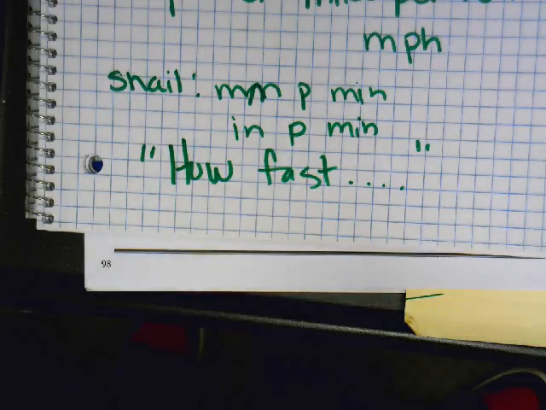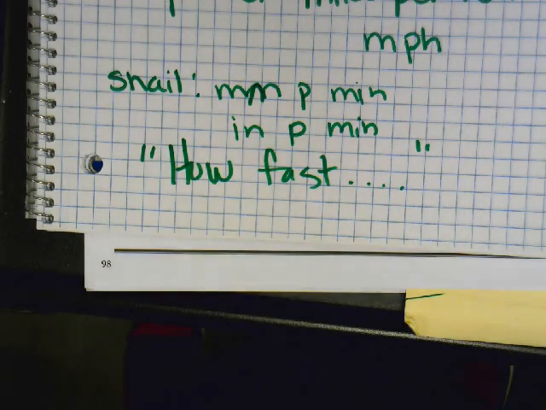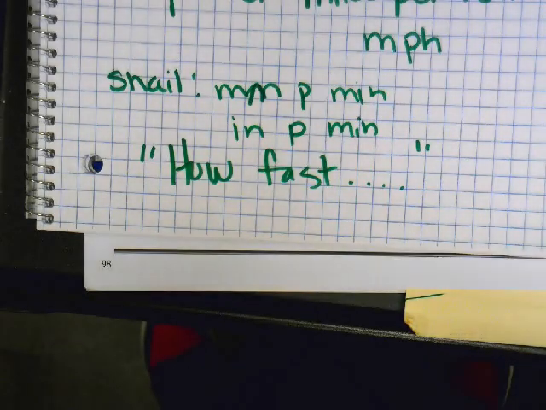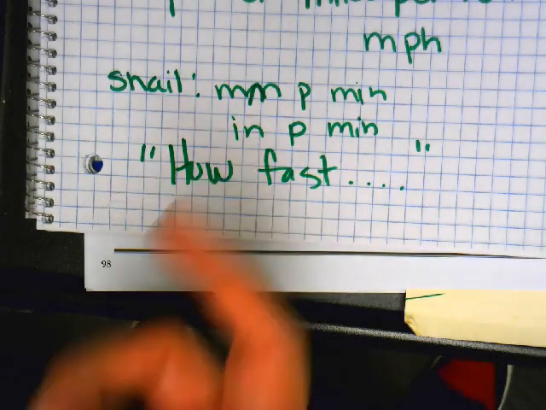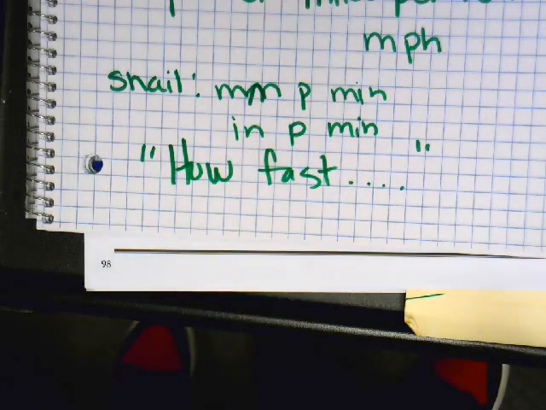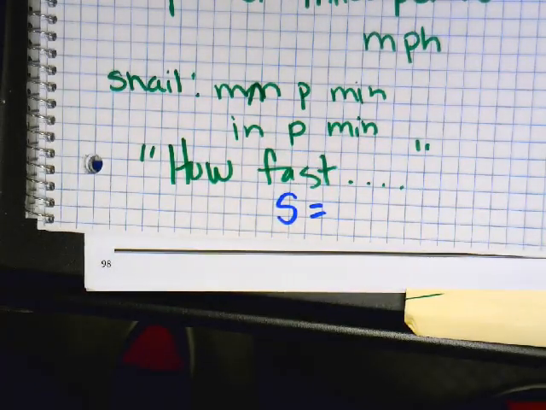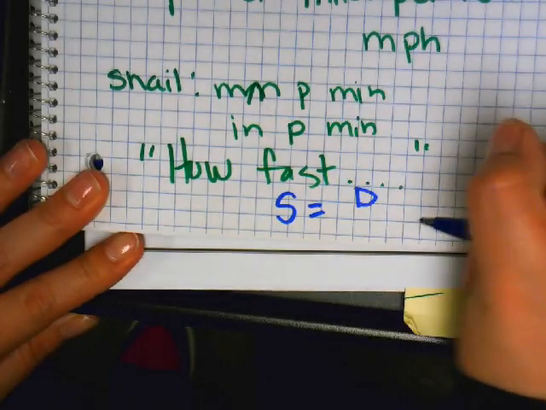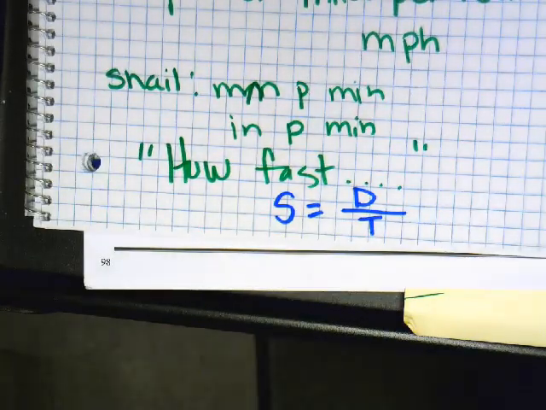All right, so now how do I determine speed? I'm going to need to solve for speed. So what do I need to know? I want to know how fast it goes. That's my answer. So what do I need to solve for speed? Distance and time. But what do I do with distance and time? Speed is equal to distance divided by time. Not multiply, but divide.